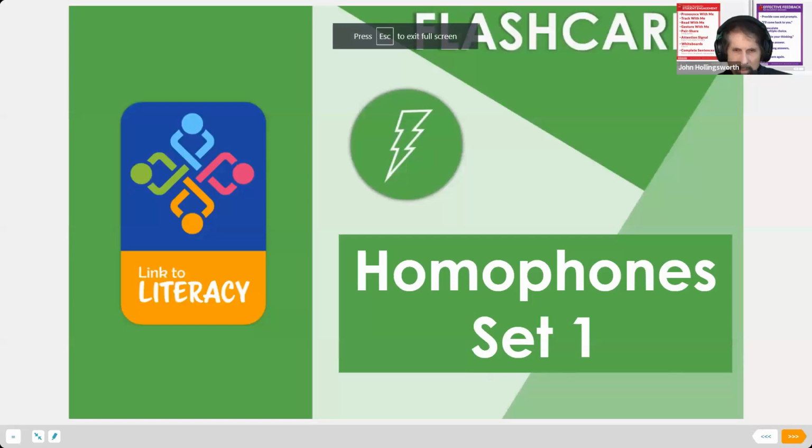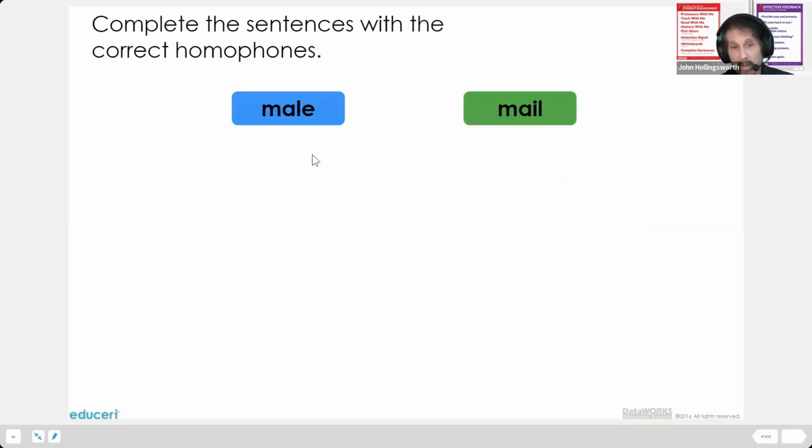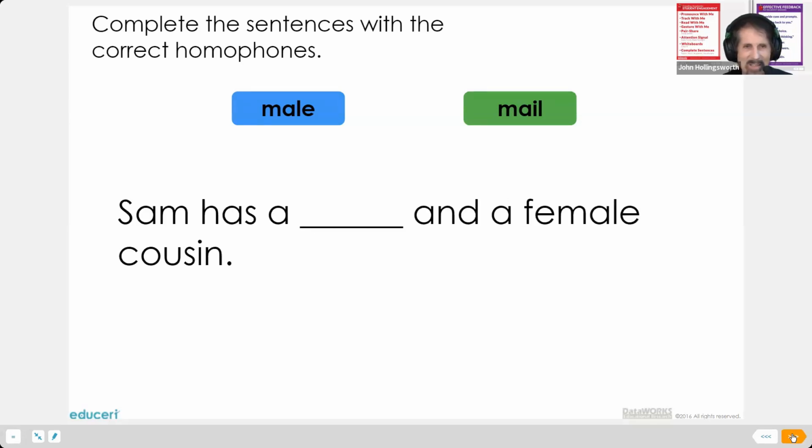So students, let's look at this. Homophones are words that sound the same. We've got male. Let's read the sentence. The male firefighter saved a child. Male, like a man or a boy. We've also got this word mail. Let's all say the word mail. Let's read the sentence. I have some mail. So you don't know what word it is. So get your whiteboards out. I'm going to read the sentence and you're going to write on your whiteboard. Which one are we going to do? Get ready, go. Did you get the blank today? Whiteboards up as fast as you can. Let me see what you got. Okay, great. Okay, raise your whiteboards. Get ready as fast as you can go. Sam has a blank and female cousin. Ready to go up as fast as you can go.